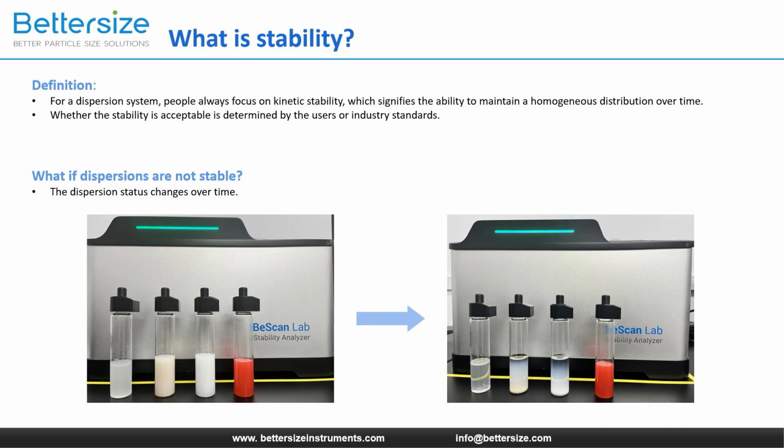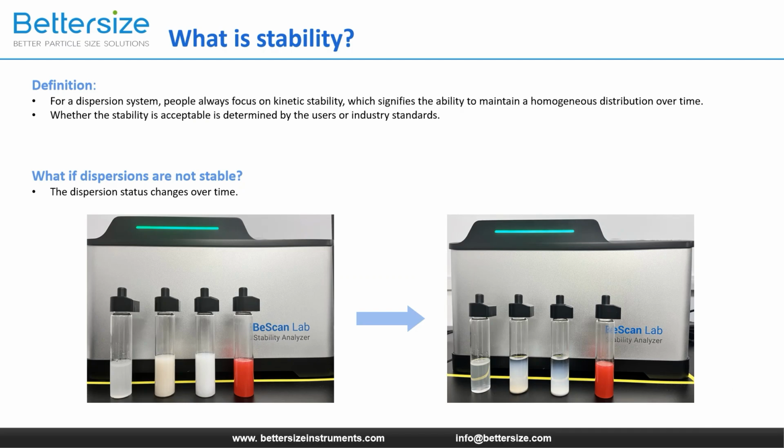Various formulations are screened, in which a stability analyzer is used to evaluate their kinetic stability. A good kinetic stability over time indicates good performance of the product. Whether the product is stable or not is defined by the users. For example, if a mildly unstable phenomenon, like slight sedimentation, occurs and the users believe that it is acceptable, the dispersion is considered stable. If the criteria for judging stability is strict, the dispersion is considered unstable.